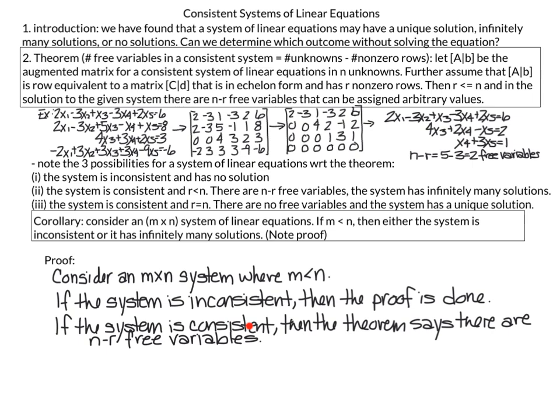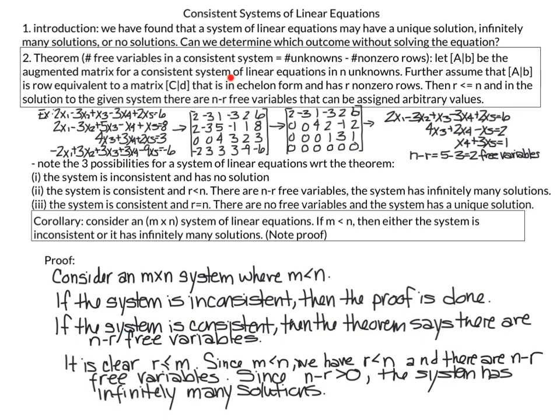But if the system is consistent, this theorem up here applies, and that means there's going to be n minus r free variables. But we want to be sure that n does not equal r. Well, it is clear that r is less than or equal to m, since m is the total number of rows and r is the number of non-zero rows. So r has to be at most m. And since m is less than n, we must have r is less than n. So there are n minus r free variables, and n minus r is greater than 0.